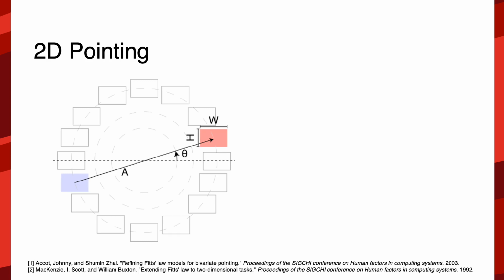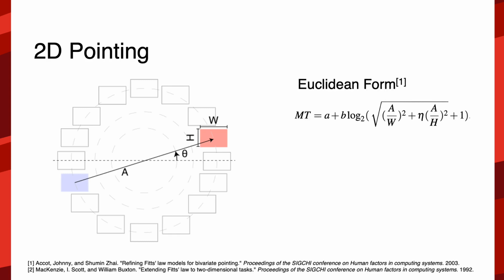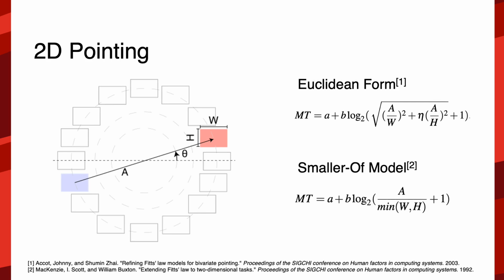Here are the most widely known 2D versions of Fitts' law: the Euclidean model proposed by Accot and Zhai in 2003, and the smaller-of model proposed by MacKenzie and Buxton in 1992. They work well in mouse and pen-based pointing but face some problems in touch-based pointing.